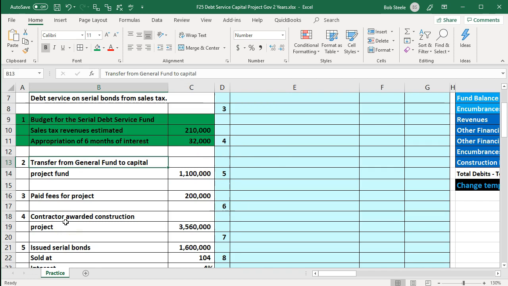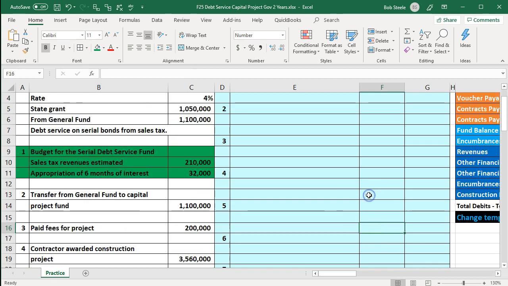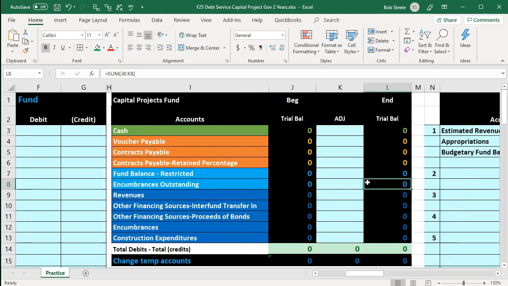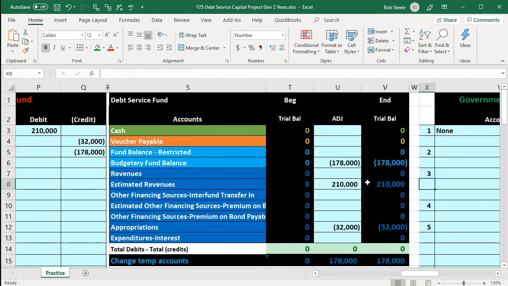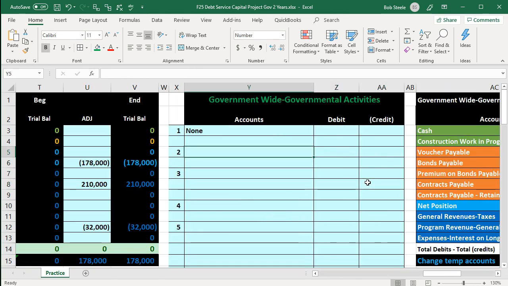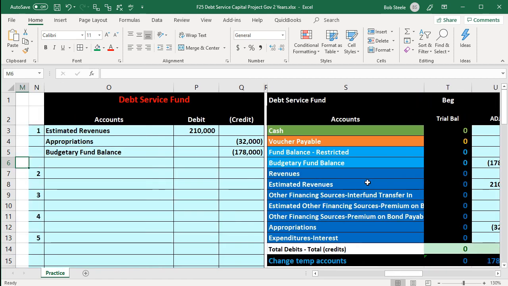Number 2 says transfer from the general fund to the capital projects fund. So there's a transfer from one fund to another fund. So we could think about what's going to happen in terms of the overall government-wide type of transactions. And there we're going to say nothing, none, because this is just going from one fund to the other, from the general fund to the capital projects fund. So nothing's happening in the government-wide activities. Nothing's going to happen in the debt service fund because it's going from one fund to the other.